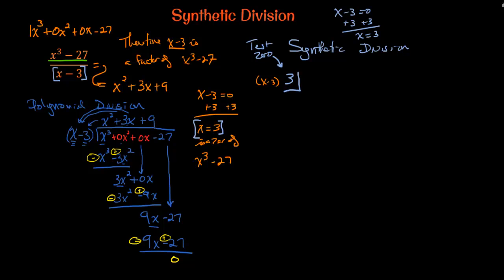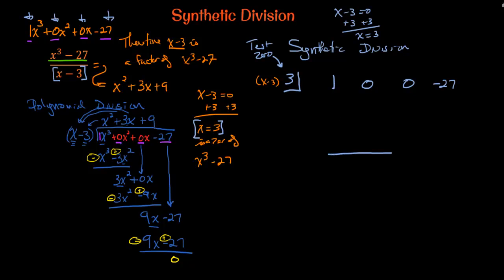And notice here that was also mimicked in our synthetic division. We had a positive 1x cubed, a 0x squared, a 0x, and a negative 27. So we have to write those same coefficients for synthetic division in descending order. So I'm going to write the 1 from the x cubed. I write the 0 from the x squared. I write the next 0 from the x. And I write the negative 27 from the constant.